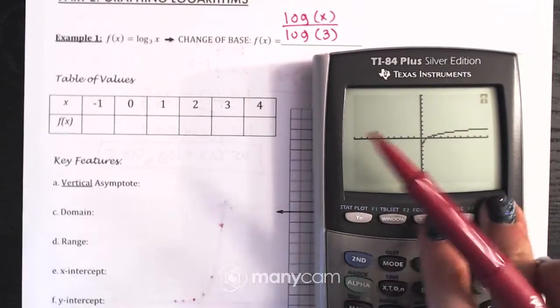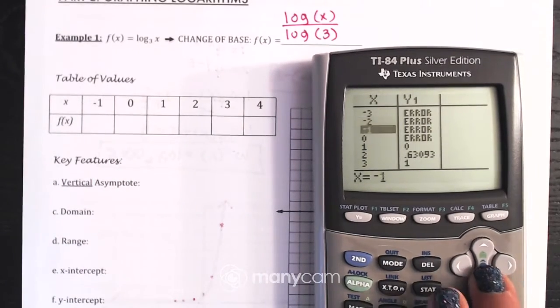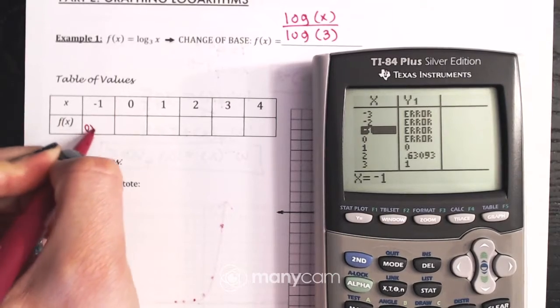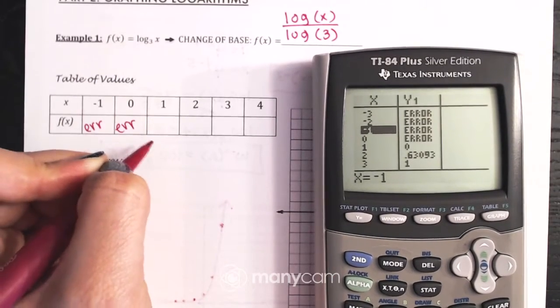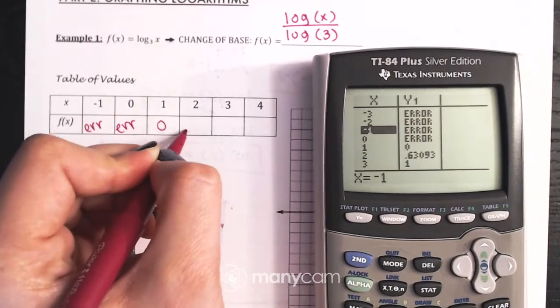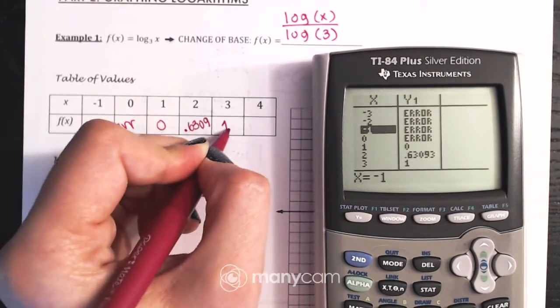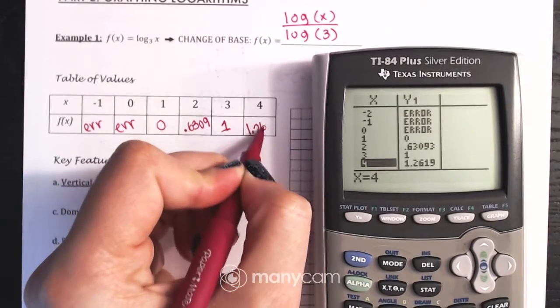I'm going to fill in my table. So I want values from -1 to 4. So it looks like at -1 I get an error. 0 I have an error. And then 1 I get 0. 0.6309, 1, and then 4, 1.2619.